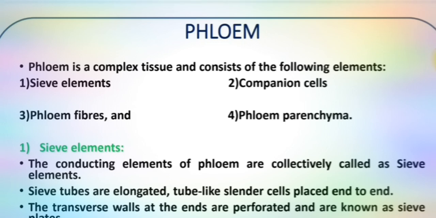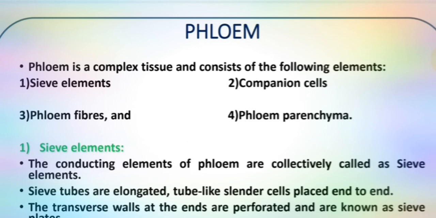Today we will be discussing phloem. What is phloem? It's a conducting tissue. It serves as a channel. It helps in transporting food from the leaves to the underground parts. And this phloem is a complex tissue. That means it is made up of more than one type of cells.